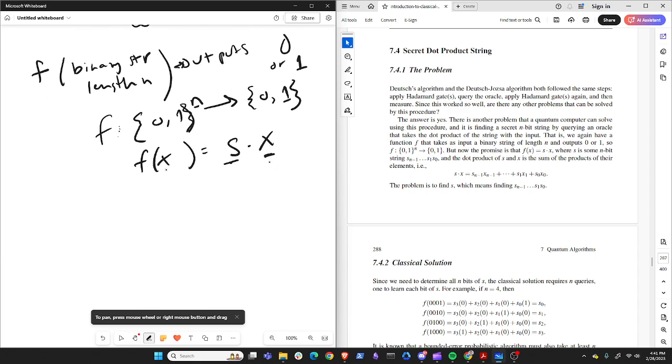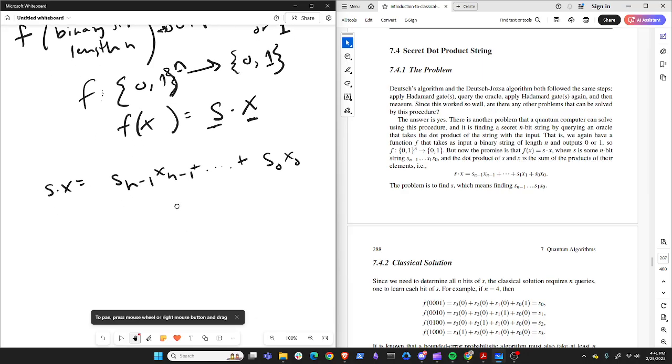So our dot product, expanded out, is just s of n minus 1 times x of n minus 1, plus all the way to s0 x0. Basic dot product notation. So we want to find all these individual s subs, all the s's that make up the dot product. And by doing so, we will find the secret string.